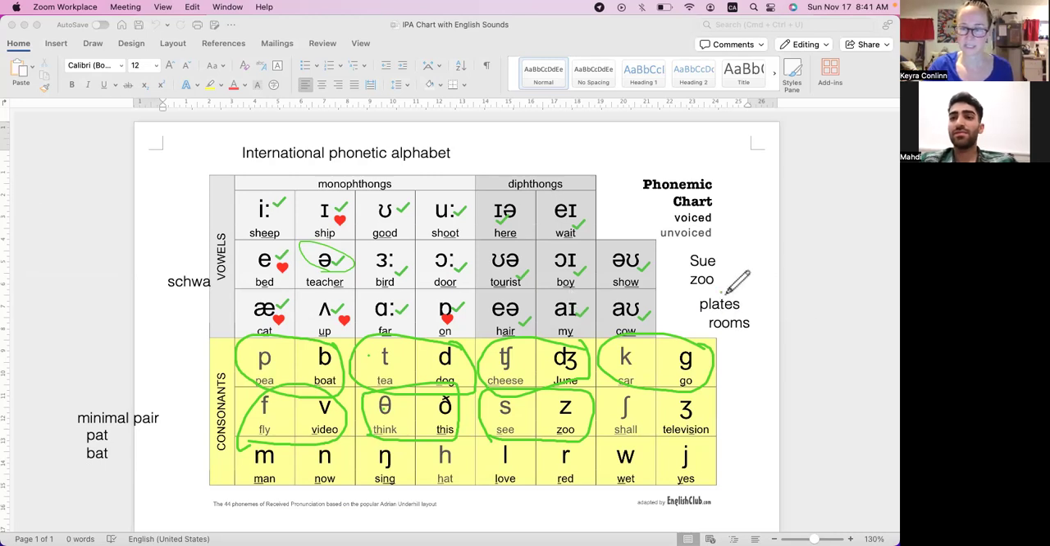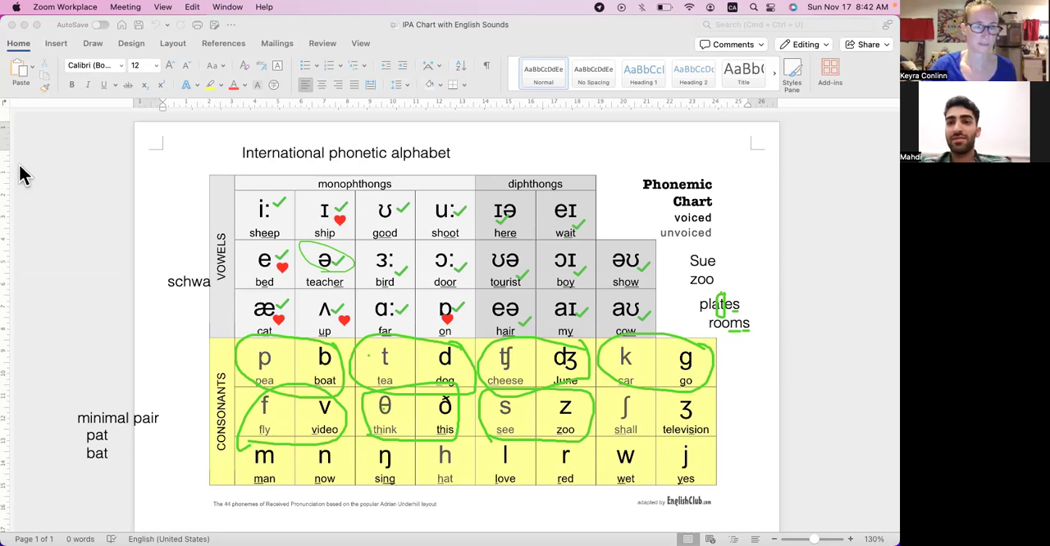The T sound doesn't have the vibration, so we have this sound, no vibration. Plates. But the M has a vibration, so this will sound like a Z: rooms. So which plural sound it is depends on the final sound before it.